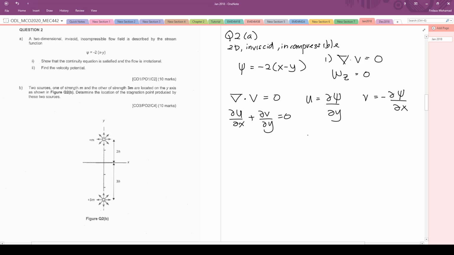To find u, we differentiate psi with respect to y, and from u we differentiate with respect to x. From v we differentiate with respect to y. So u equals d psi over dy, which gives 2. And v equals negative d psi over dx, and negative times negative is positive, so v equals 2. Then du over dx for 2 is 0, and dv over dy is also 0. So it is proven that the continuity equation is satisfied.